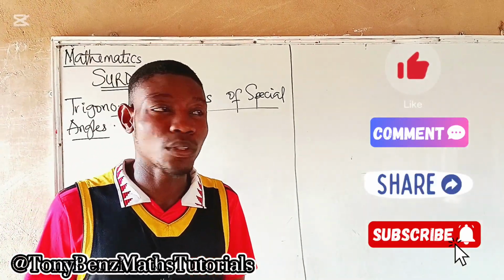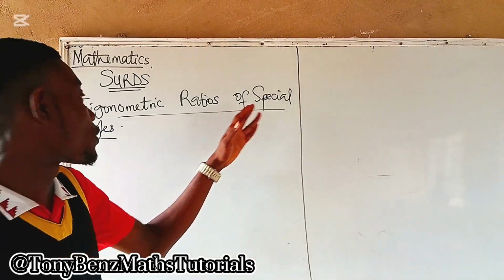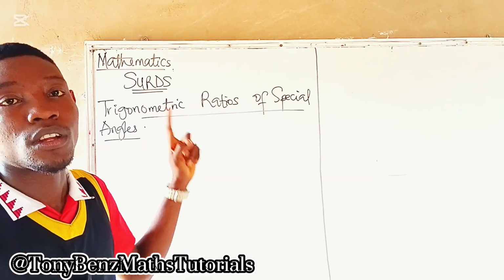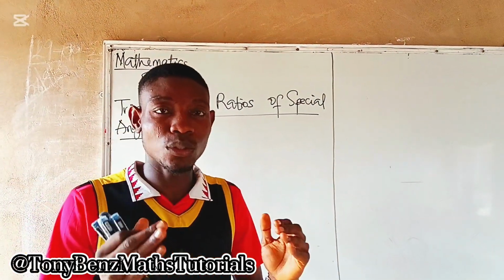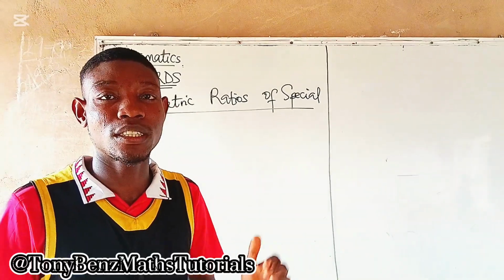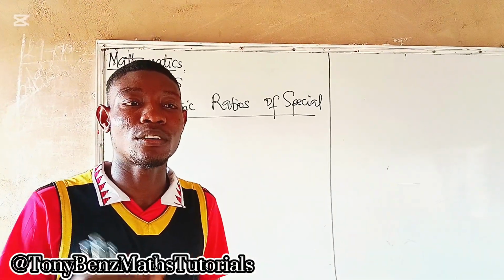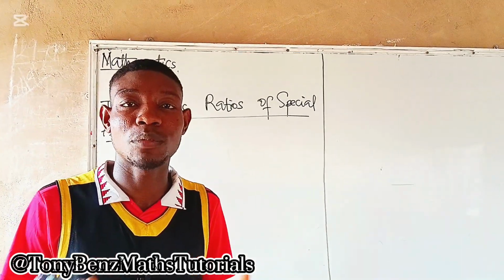Today we'll be looking at trigonometric ratios of special angles under surd. But before we look at this, let us know the special angles. We have angle 30 degrees, angle 60 degrees, angle 90, and angle 45 degrees as the special angles.